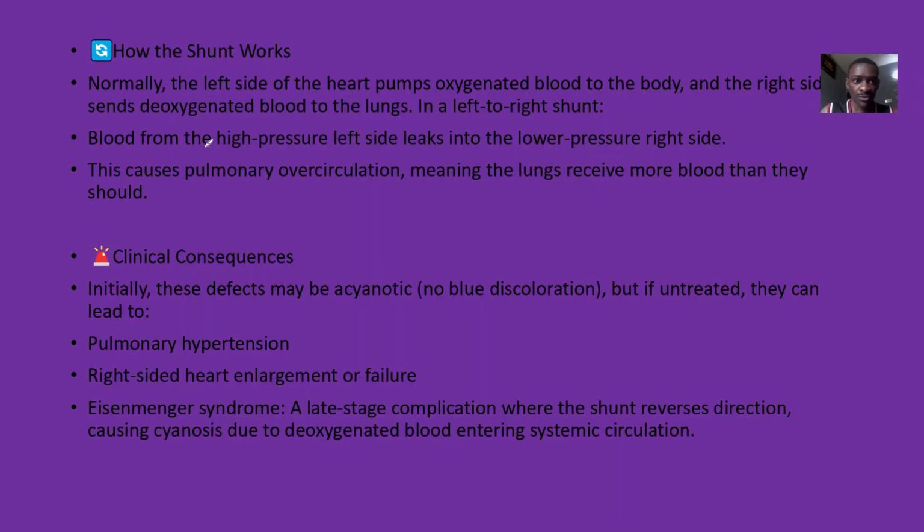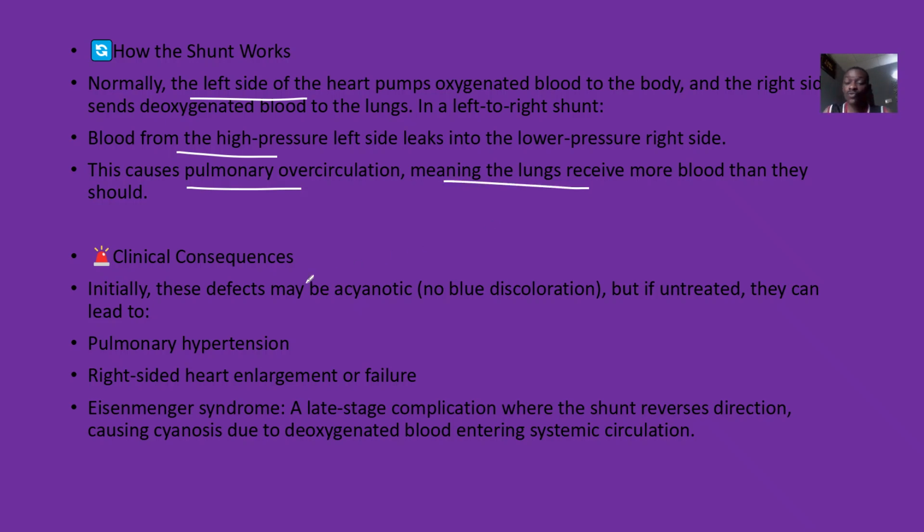Okay, so how does this shunt work? Normally, the left side of the heart pumps oxygenated blood and the right side handles deoxygenated blood. So blood from the high pressure side, that's the left side, is leaking to the lower pressure side, that's the right side. This causes the blood moving to the lungs to be too much, so the lungs are receiving more blood than they need.